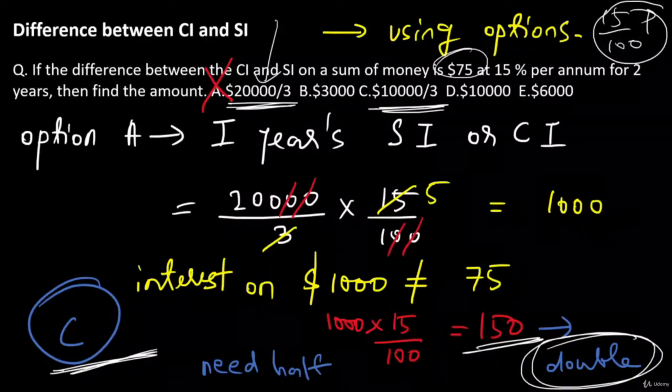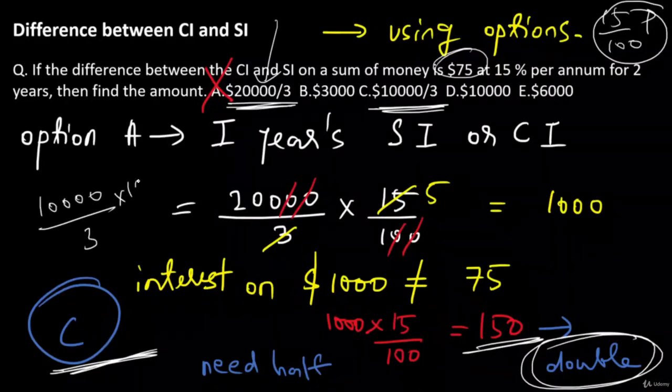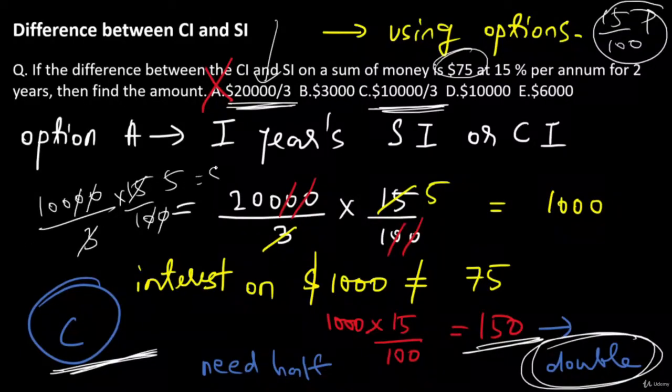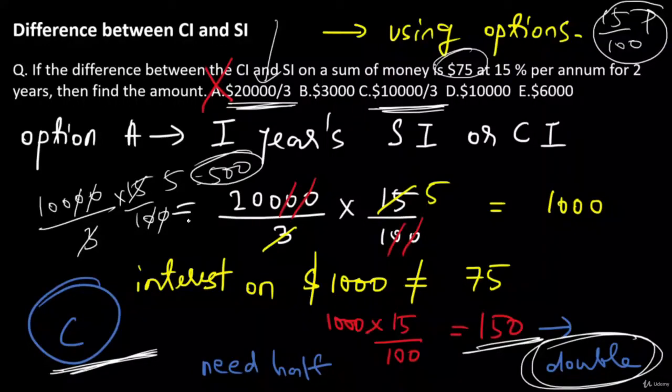You can go ahead and try 10,000 by 3 also, right? If we try 10,000 by 3, what would be the first year's interest? That would be 10,000 by 3 into 15 by 100. How much is this? So that's equal to 500, right? So you get 500. Now if you take 15% of 500 and get the answer as 75, then the principal is 10,000 by 3, or the assumption that we did initially is correct.